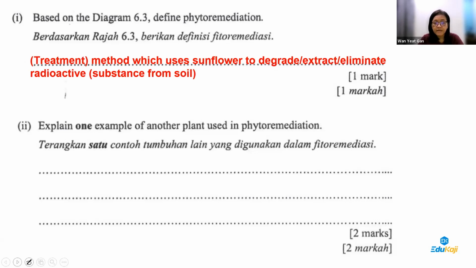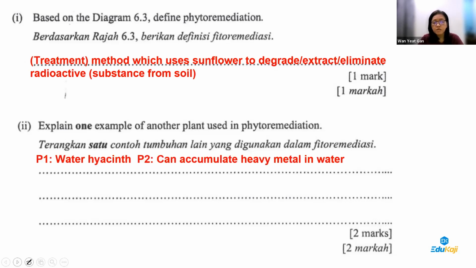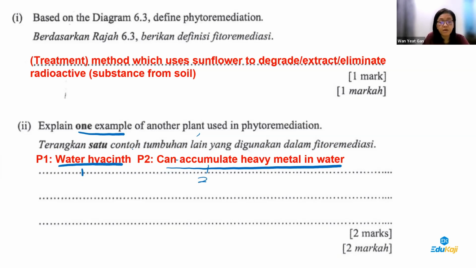Explain one example of another plant used in phytoremediation. There are many actually, but they want one example. So you can say water hyacinth, which can accumulate heavy metals in water. Since it's 2 marks here, you not only give the example, you need to explain what the plant does. You get 1 mark for naming the plant, and the second mark is for explaining what it does. So water hyacinth can accumulate heavy metal. Please remember the word explain, you must explain the example that you give.